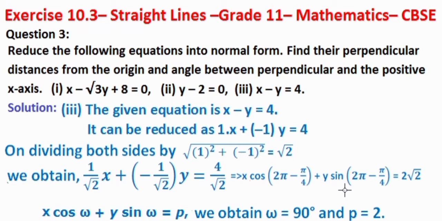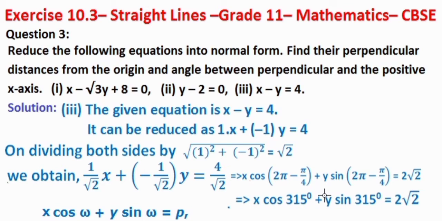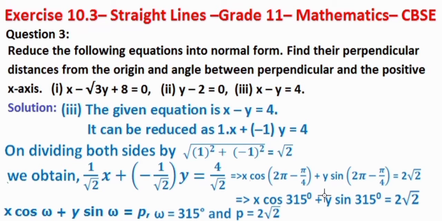We get 315 degrees. So cos 315 degrees, then sine also 315 degrees equal to root 2. That means the omega angle equal to 315 degrees and the perpendicular distance p equal to 2 root 2. Hope you understand how to solve such kind of problems. Okay. So we discuss the next question, fourth question.